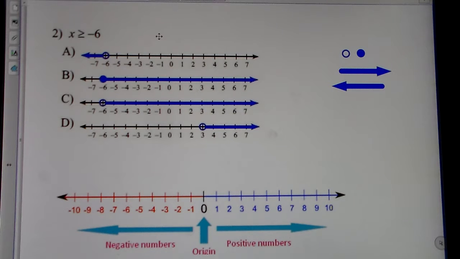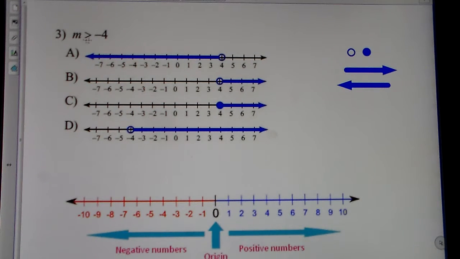Next up is number 2. We have X is greater than or equal to -6. Now greater than or equal to, that's also a filled in dot. And then it's at -6. So we're going to plot a point at -6 on our graph. Greater than, the numbers that are greater than -6 are to the right. So we make an arrow to the right. We compare our graph to the options up here, and it looks like number 2 is B, a filled in dot at -6.